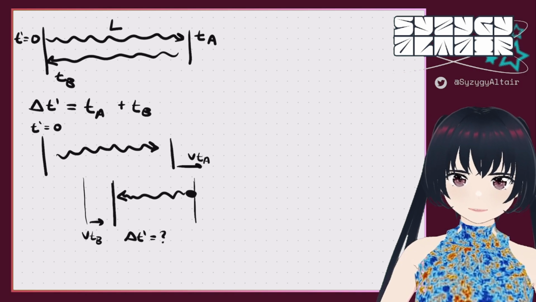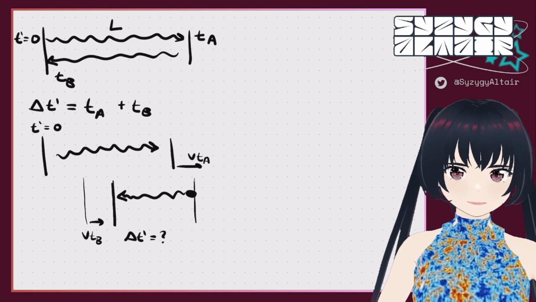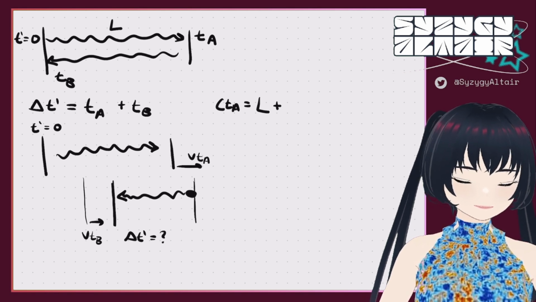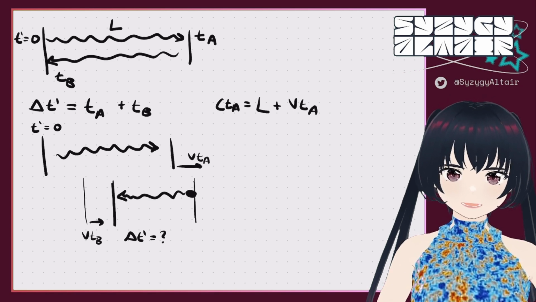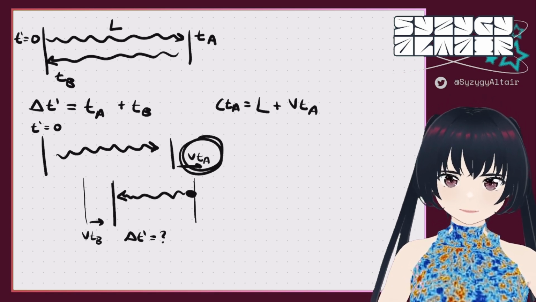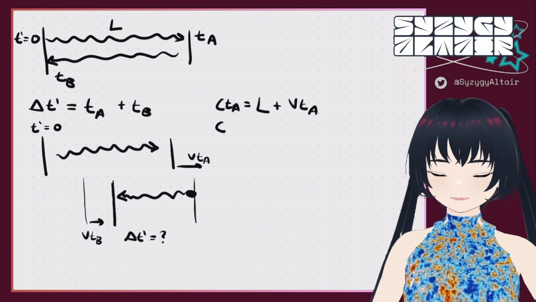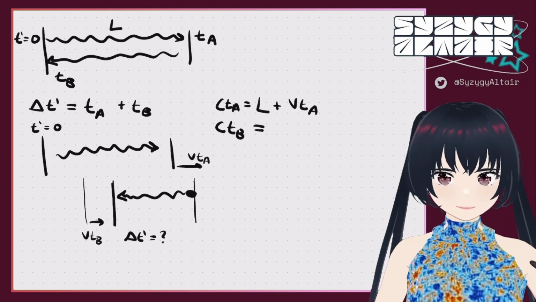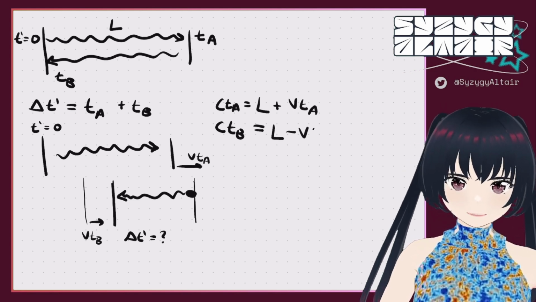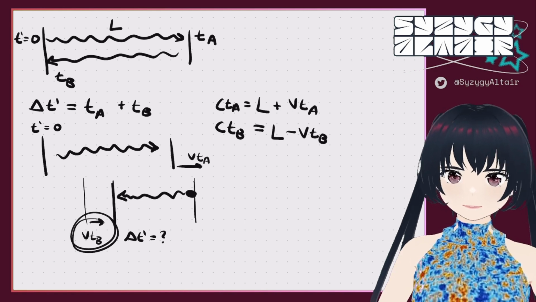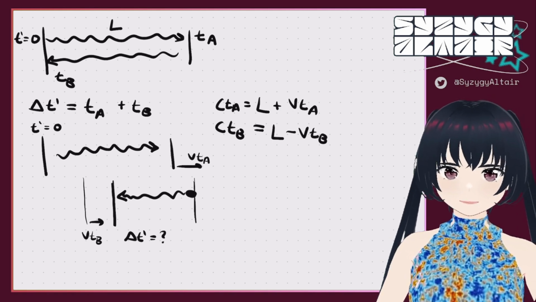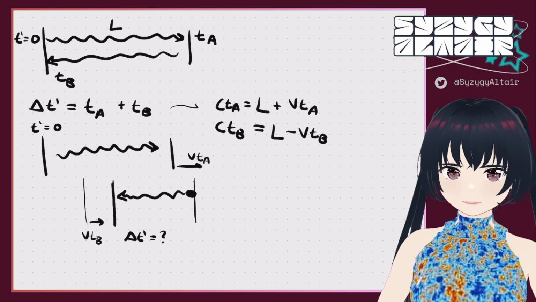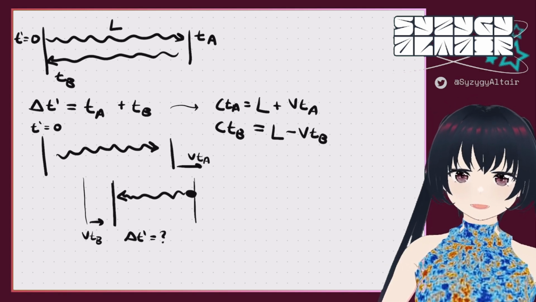As the light travels to the left, it travels at c times ta, which is equal to a distance L plus an additional distance v times ta, as the rightmost mirror moved with the train. Then, when we return back to the leftmost mirror, we get c times tb is equal to L minus v tb. With these two equations, and knowing that the total flight time of the light, delta t prime, is equal to ta plus tb, we can find the time that we measure with respect to us, an observer on the ground.